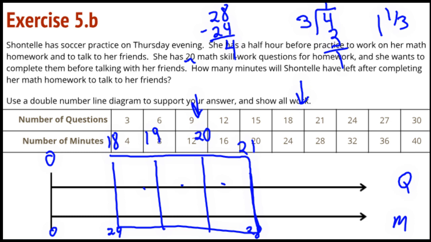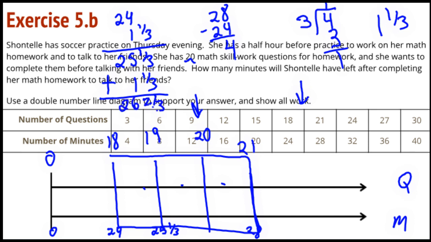So this is 24 plus 1 1/3, which will give me 25 1/3. So 25 1/3. And I'm going to add 1 1/3 more, which will give me 26 2/3. So 20 problems is going to take 26 2/3 minutes. And she had 30 minutes to work with.